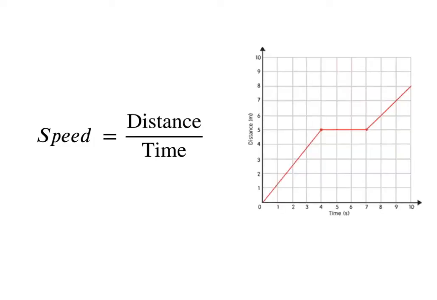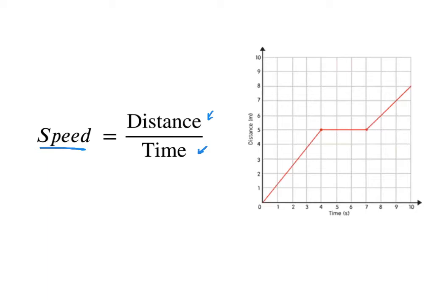To do that, we need to know how to calculate speed. And so here's the formula for speed. Speed is just equal to the distance traveled by an object divided by the time. So distance, basically how far the object has moved, and the time being how long it took to do that. So if we want to calculate the speed of an object from the distance time graph, we just need to be able to figure out those two things: the distance that it has traveled and how long it took to do that. So we could do that here in this graph.